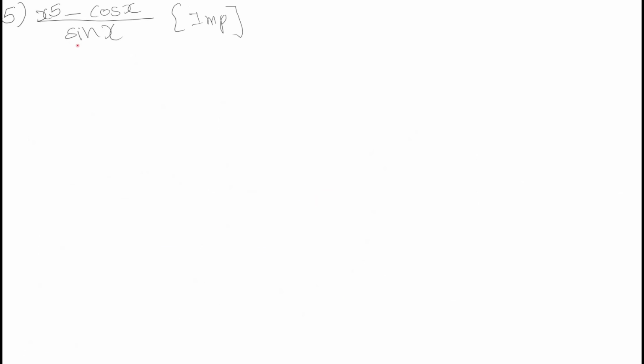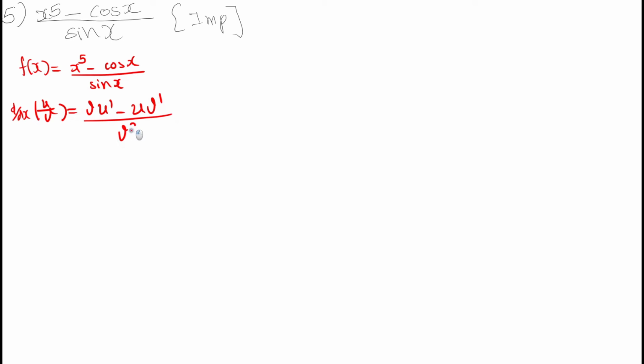Question: x to the power 5 minus cos x by sin x is there. So f of x, the given function, is x to the power 5 minus cos x divided by sin x. First write the formula. d by dx of u by v is equal to v into u dash minus u into v dash divided by v square.